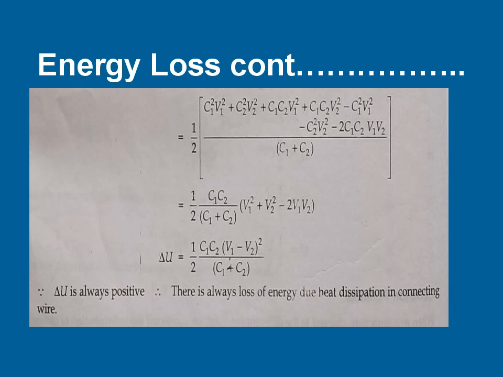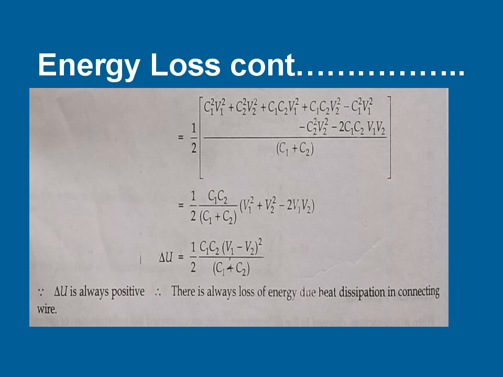From the previous slide we reach up to this equation. Now observe the first equation in this slide. Some terms get cancelled out and some terms are common. After taking the common term, what you get? Half C1 C2 upon C1 plus C2. What will be remaining inside the bracket? Inside the bracket we get V1 square plus V2 square minus 2 times V1 V2.